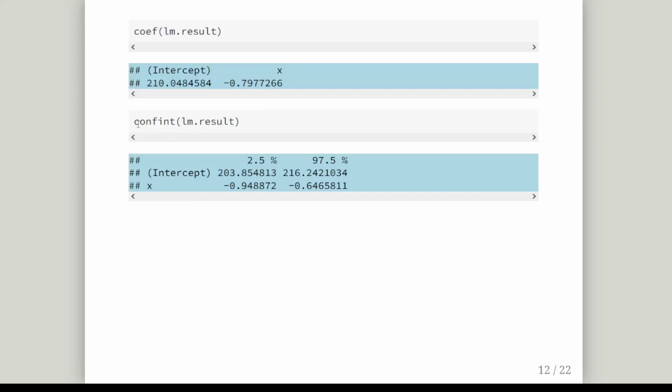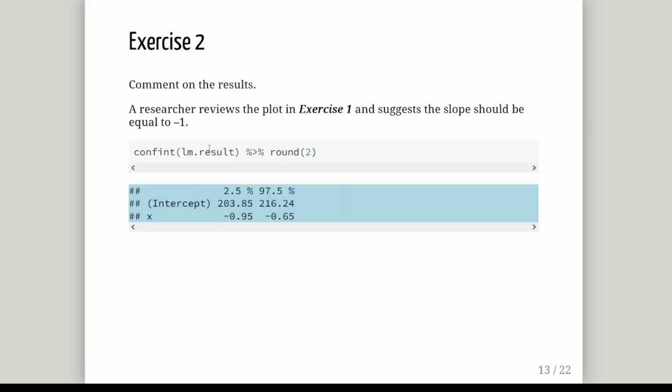If we want a confidence interval for those coefficients, we can use confint and specify the name of the model. This provides a 95% confidence interval for the regression coefficients, the intercept estimate and the slope estimate respectively. You'll notice here that that range of values does not include -1. Okay, that's important. So, comment on the results. I've sort of done that really.